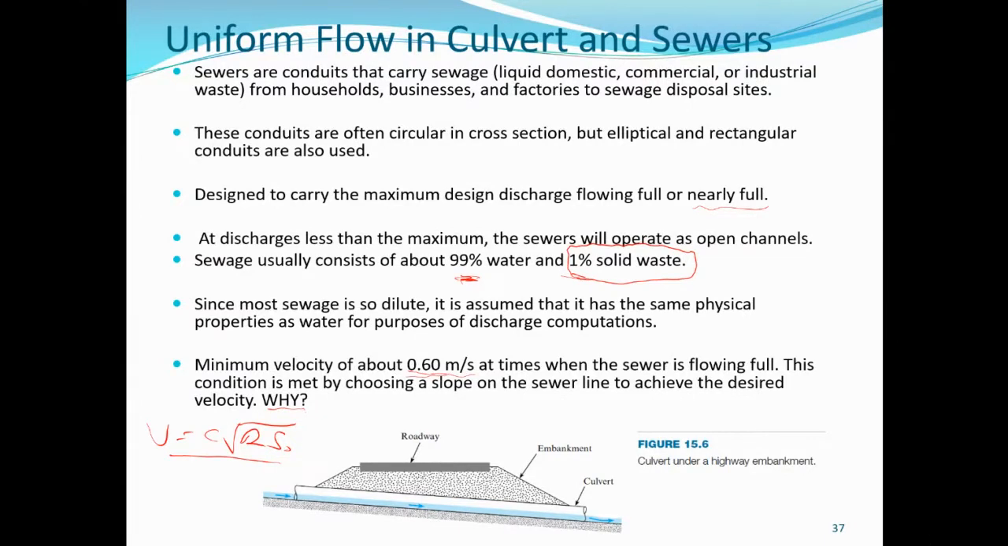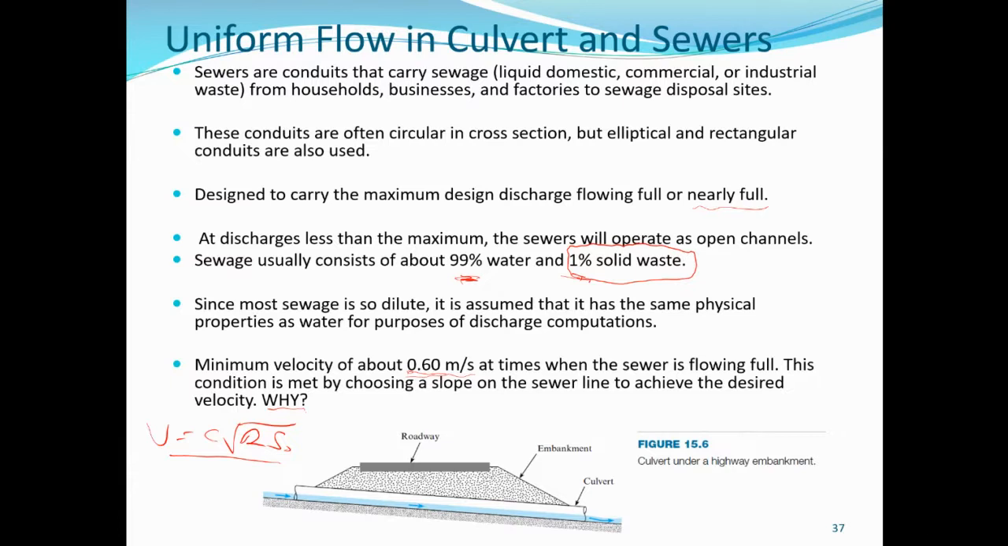And when they keep on depositing and piling up from the bottom, they will reduce the effective carrying capacity of the pipe, thereby causing problems, okay? So that's why you need some minimum velocity, or we call it self-cleansing velocity, to clean the sewer, to avoid deposition of the 1% solid waste, okay?